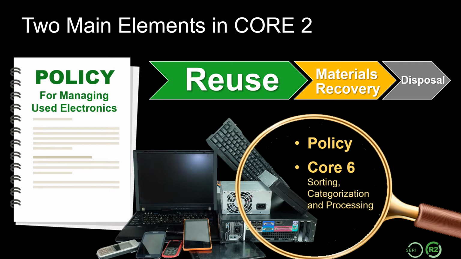The evaluation and sorting process should follow the three-tier order of preference: reuse, followed by materials recovery, and finally disposal, only in rare circumstances where no viable reuse or recovery options exist. Let's examine each tier of the hierarchy in more detail.